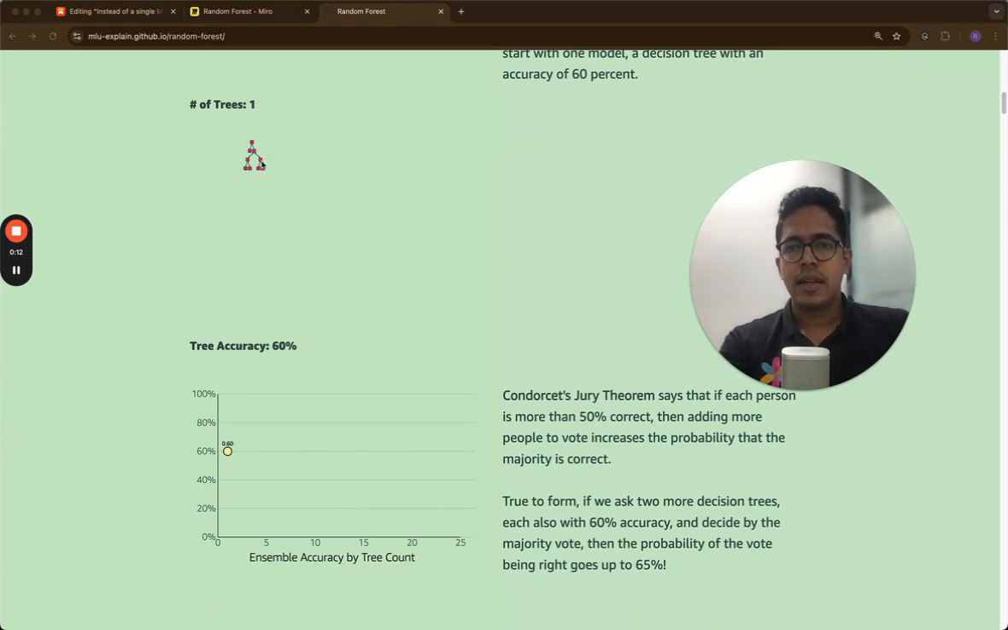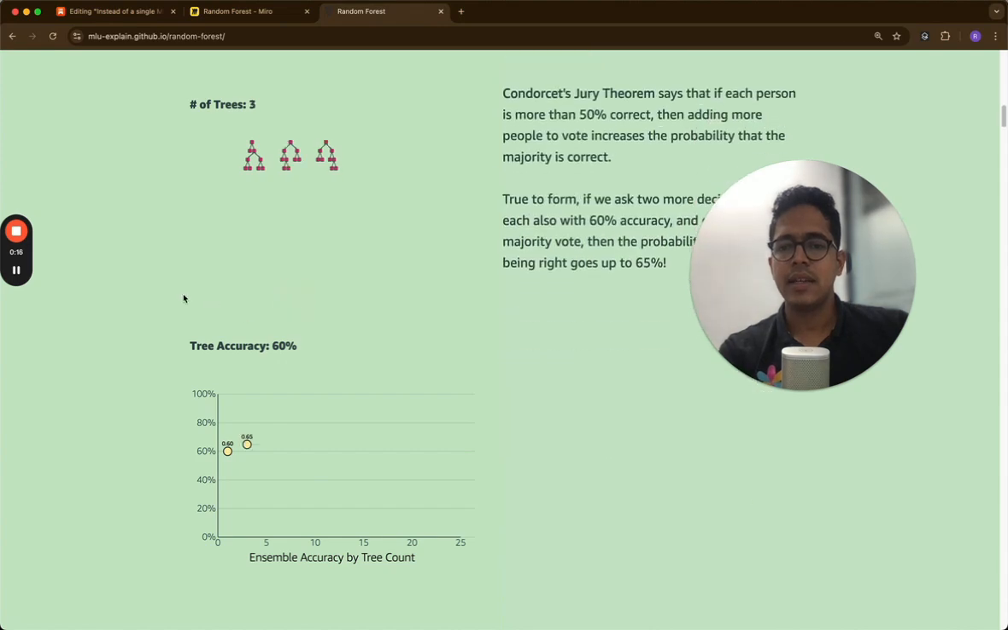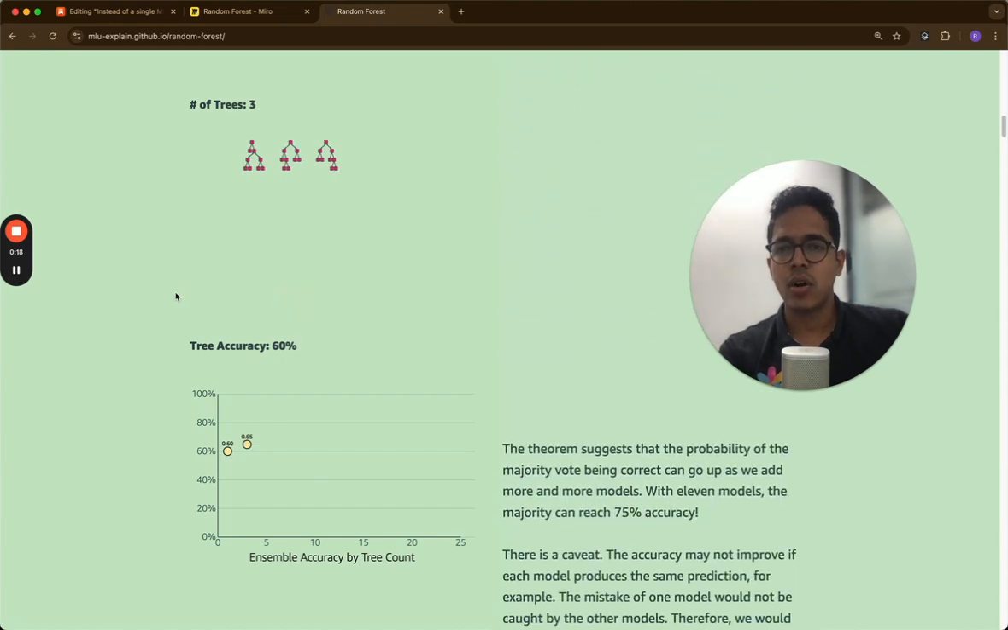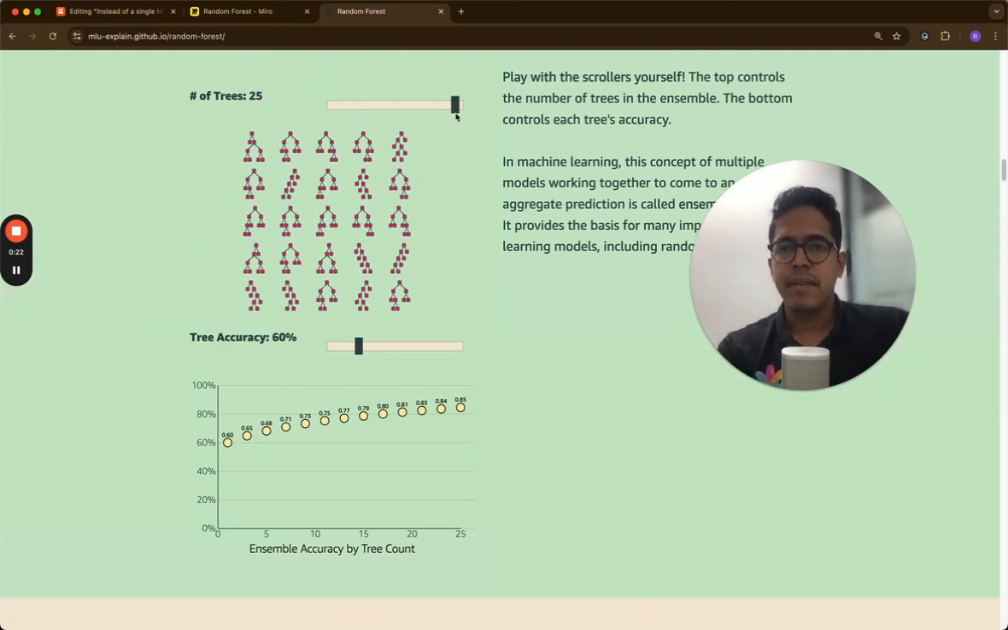Just look at this number of trees and tree accuracy. So let's do one thing. Let us change the number of trees. Here I'm scrolling down. Actually, there is a bar. So here you can play with the number of trees in your model and have a look at the accuracy. Let me keep the individual tree accuracy at maybe 60%, that is fine.